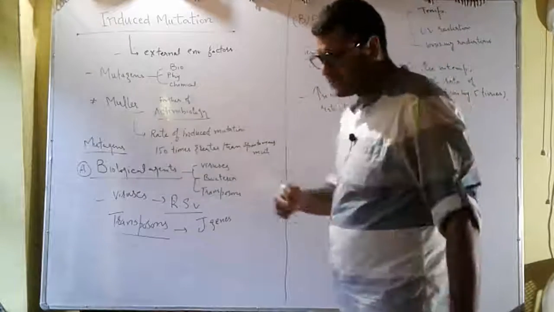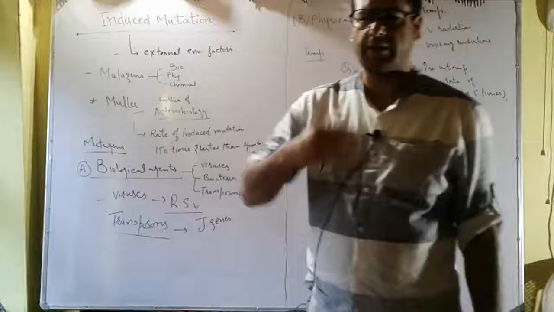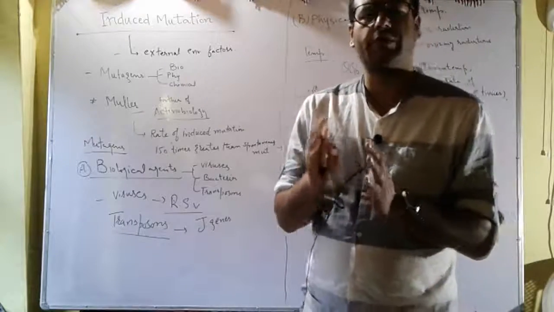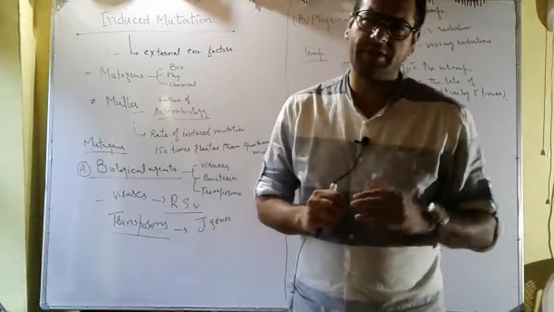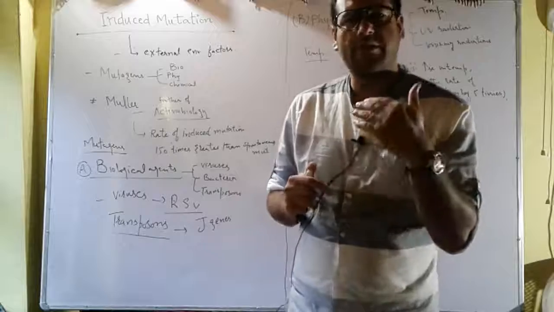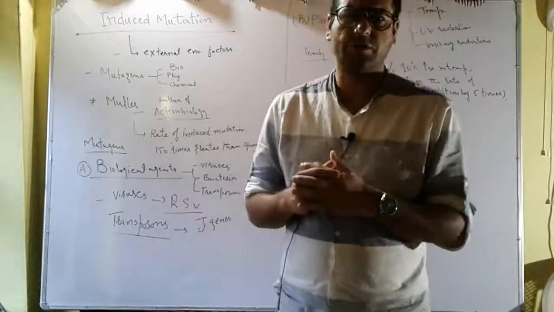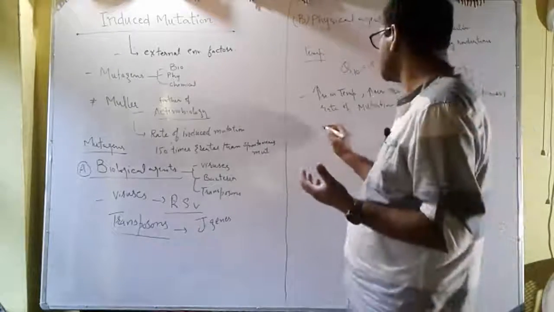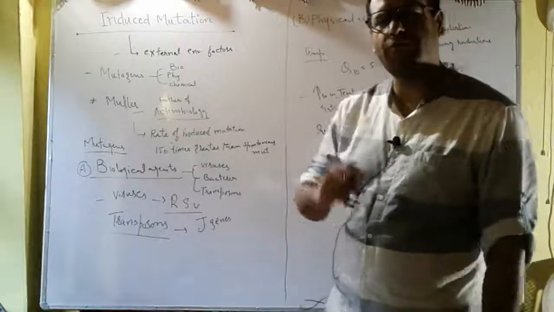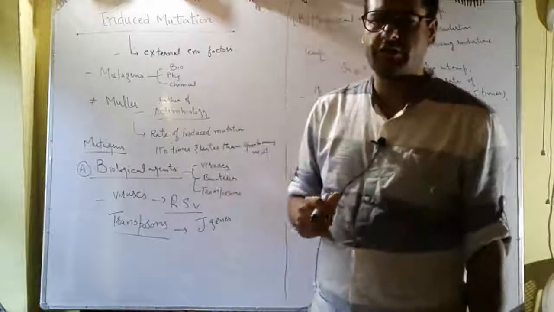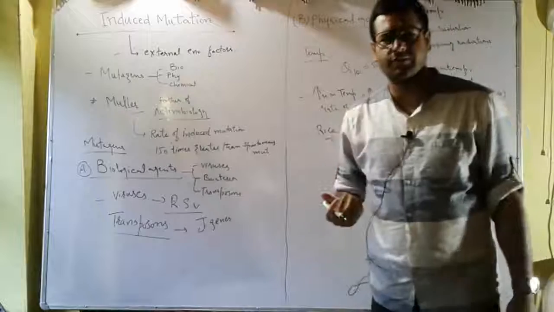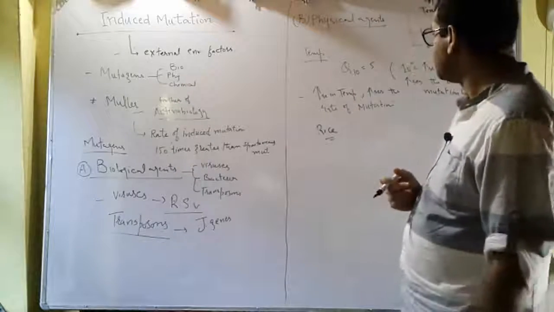Actually, when there is an increase in temperature, it has been found that it breaks the hydrogen bonds which exist between the two strands of the DNA, and ultimately this alters the structure of the DNA and causes mutation. However, in case of rice, low temperature has also been found to induce mutation. It has been found that low temperature increases the rate of mutation in rice, in paddy.